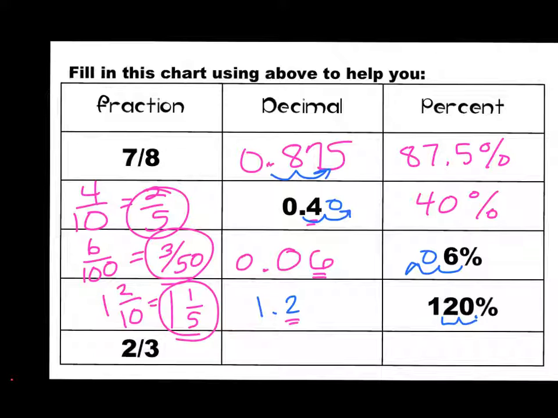2/3, I'm going to use my calculator and do 2 divided by 3, and when I do that, I get 0.6 repeating. By the way, some teachers are okay with that, but if they want you to round it, I would round it to 0.67. Changing it to a percent, moving my decimal 2 places to the right. If I want to be exact, it is 66.6 repeating percent, or if I round it, 67%. Okay, hopefully you did well.